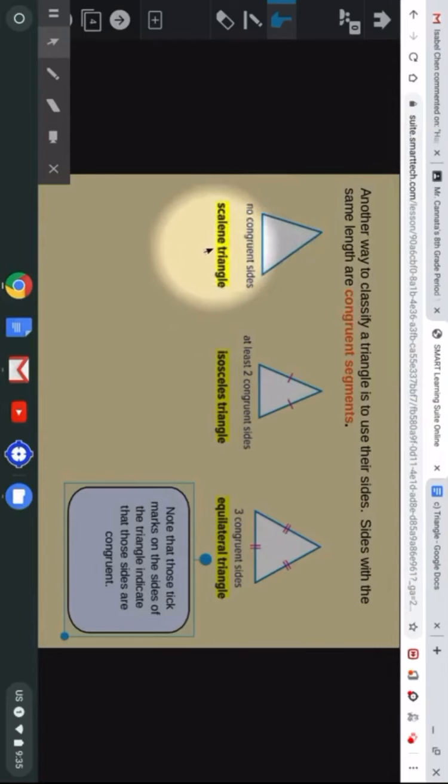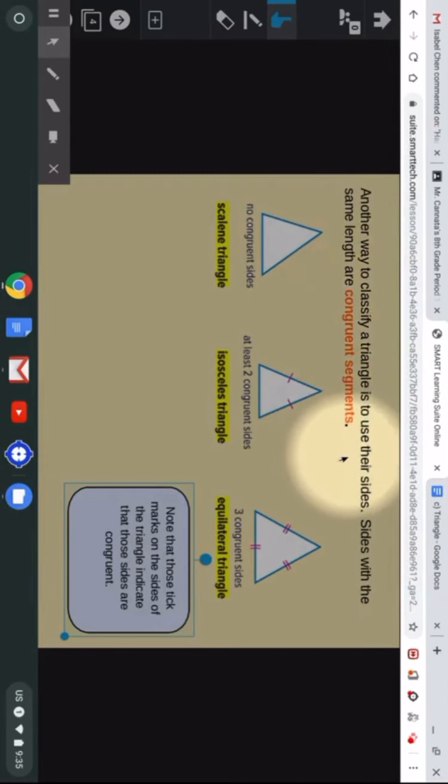This is called a scalene triangle. That means all my angles inside are different and all my lengths outside are different. Therefore, it is a scalene triangle. With at least two congruent sides, it's an isosceles triangle. It looks like little mouse eyes. Here, all the tick marks are the same, therefore it is called an equilateral triangle.